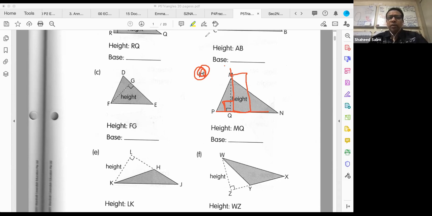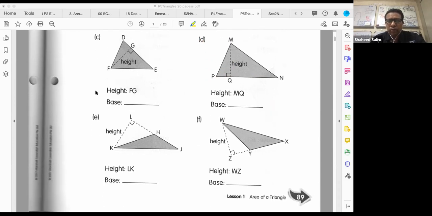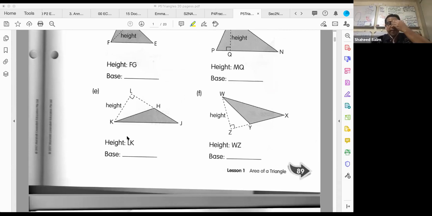Okay, we try now. Question, this one a little bit tricky, question E and F. Okay, you write down what you think the base is and then you type in and send me, please.